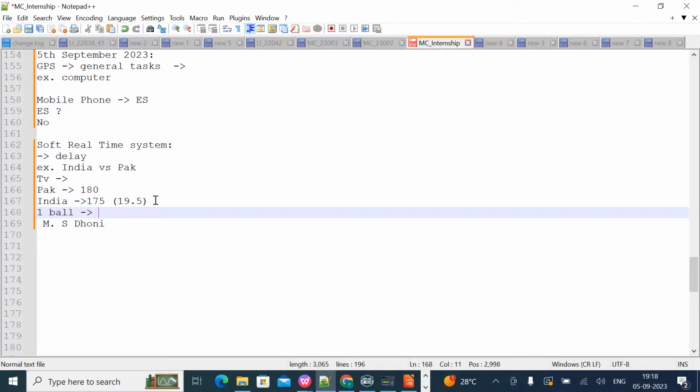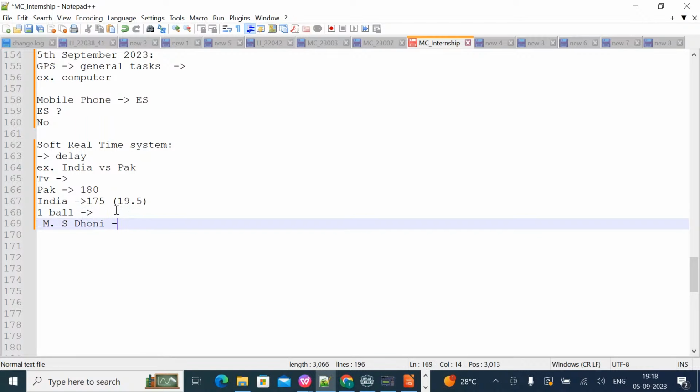Which shot are we expecting from MS Dhoni? Do you remember the famous name of that shot? Yes, the helicopter shot. Nice. I'm just taking the scenario. Many people are fans of MS Dhoni, that's why I'm taking this scenario. So we are expecting a 6. Now see the scenario.